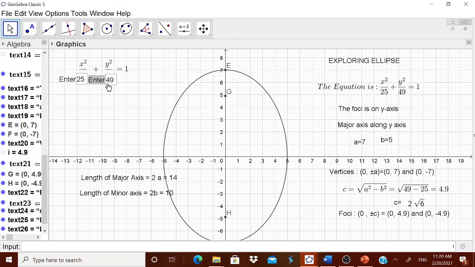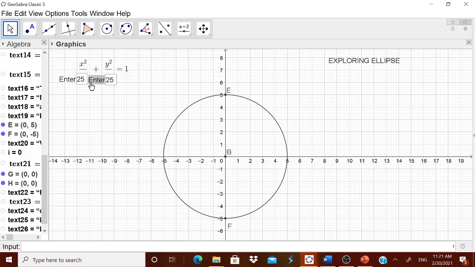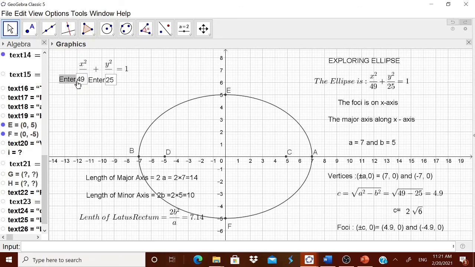Very highly interesting. A child will come and change it. He will play with that. He will write 25, everything goes. Then he changes it into 49. Now he will be wondering in his mind what the type of it will be. It is on the x-axis, major axis on the x-axis. What is A? What is B? Then he will have the vertices, everything. Now remember, behind the screen, everything is being taken by GeoGebra, and based on the values you are giving, it gives you the graph, it gives you the total picture. It explores the ellipse totally.